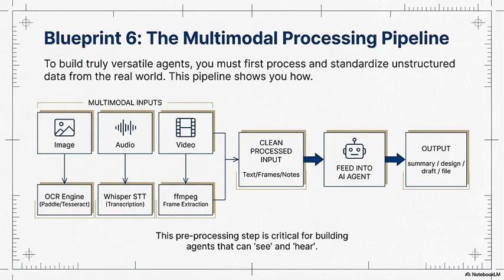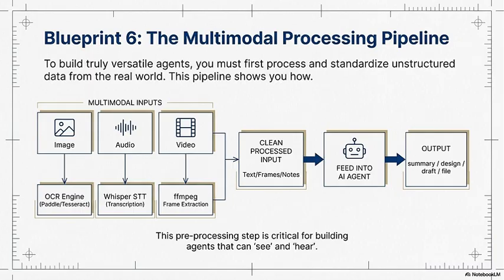And then the most complex one, video. This uses something called FFmpeg frame extraction. A video is just a huge sequence of images and an audio track. You can't feed all of that to an agent. It's too much data. So you use a tool like FFmpeg to strategically pull out key frames, moments where something important changes, along with the synchronized audio. So you're sampling the video for the important parts.